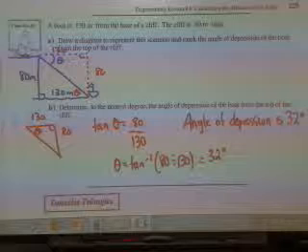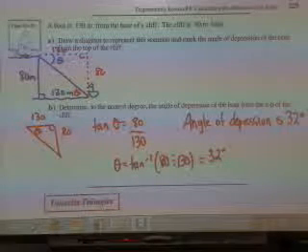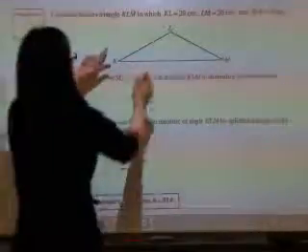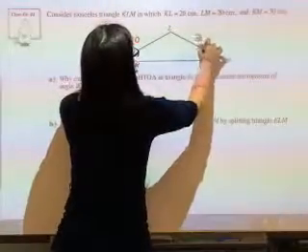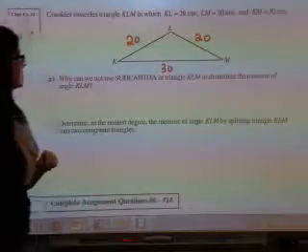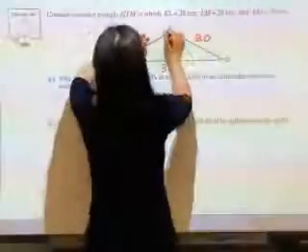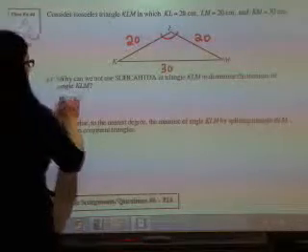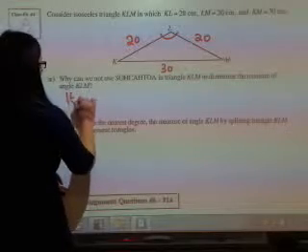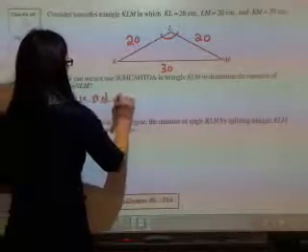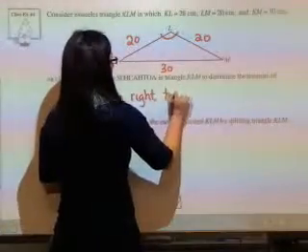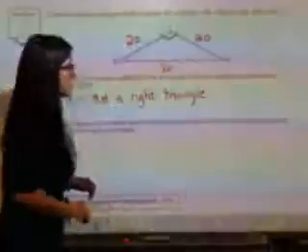Okay. The last question that we have deals with an isosceles triangle. What to remember with an isosceles triangle is two side lengths are the same. So KL is 20, LM is 20, and KM is 30. Can I use SOHCAHTOA to determine the measure of angle KLM? Yes or no? If your answer is no, why? I can't use this because it is not a right triangle. SOHCAHTOA only works for right triangles.